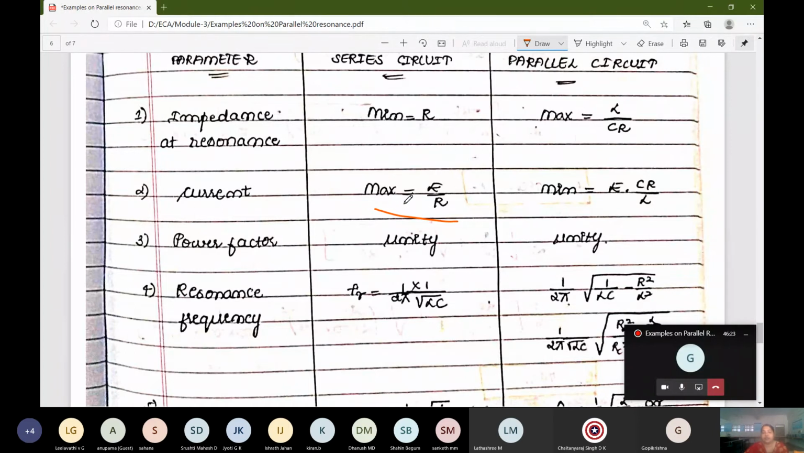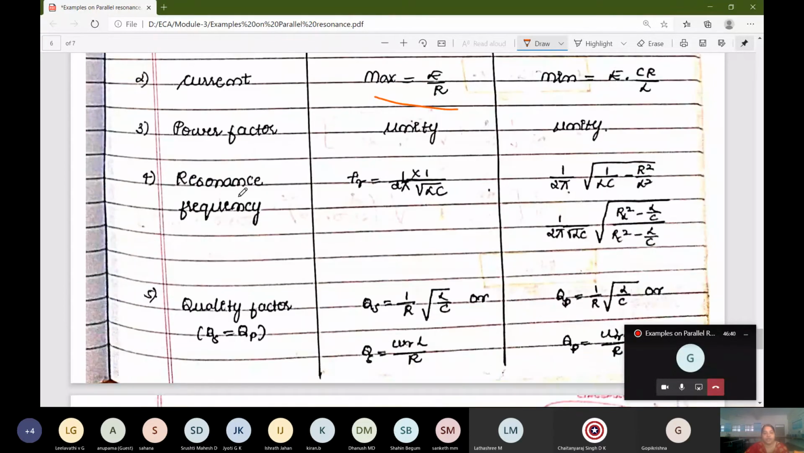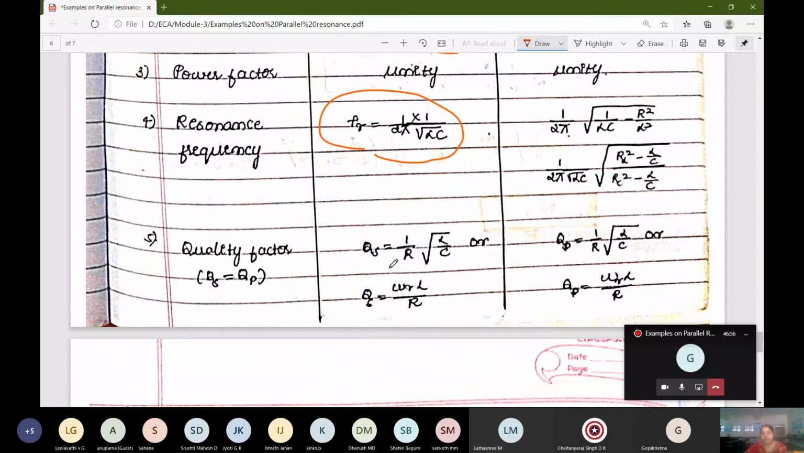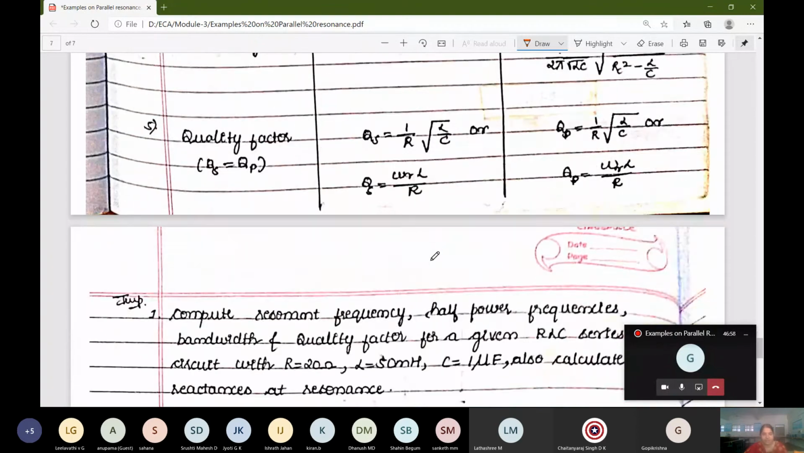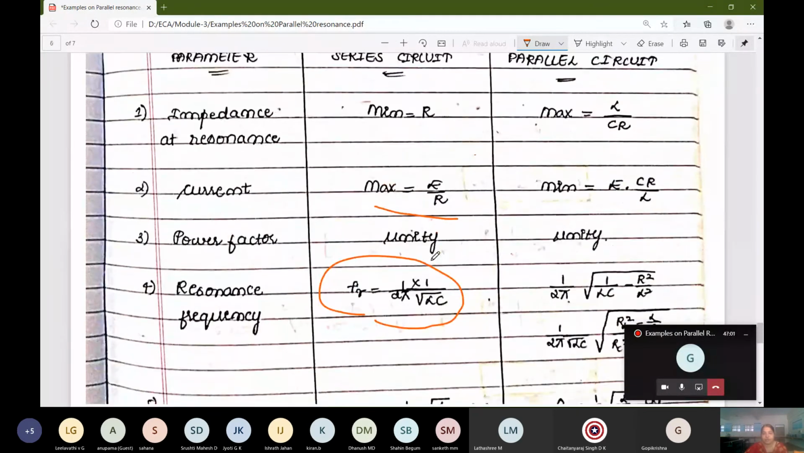See, we have to draw this graph also. We had seen the graph where in series the current is maximum, that curve will be shown, and in parallel the current is minimum. Yesterday I had shown that curve. That graph also you have to put. Then the power factor is unity for both, and the resonance frequency is FR equal to 1 by 2 pi root LC for series, and we have here two frequencies. In two cases we had seen for parallel, so two frequencies that you have to mention. Then quality factor is the same formula for both series and parallel resonance. So this difference table also you have to practice.